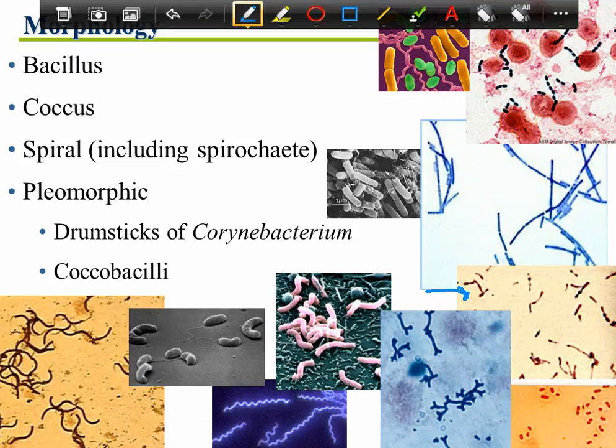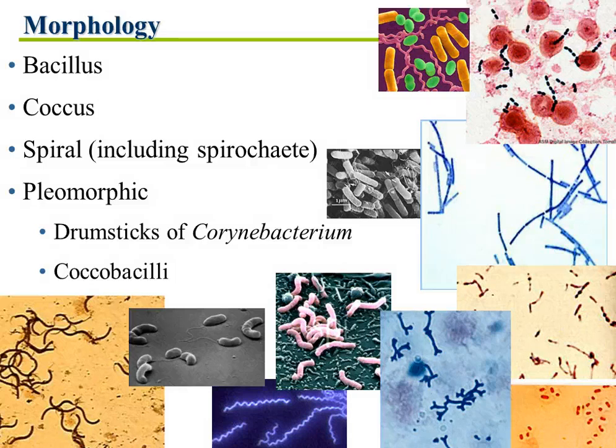Here's another very odd pleomorphic shape right here. This is bifidobacterium. He's a cousin of corynebacterium. He's got these odd bifurcated or Y-shaped structures. Bifido means split. So again, a lot of bacteria come in some odd shapes, but typically Bacillus, Coccus, and Spiral are the main ones.